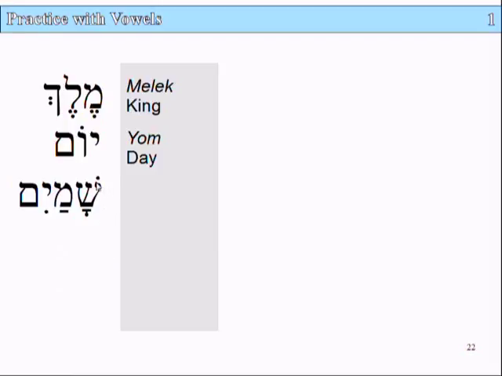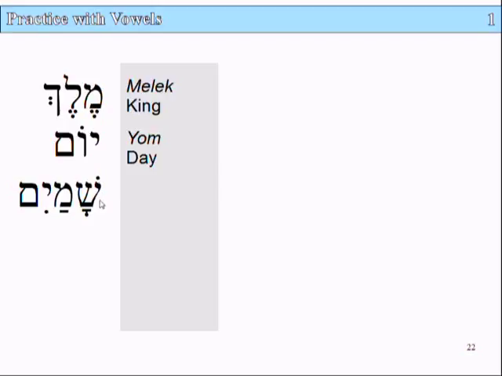Right, here we have the letter Shin. There are two forms of this letter. It can also be called a Sin. It's the same letter, but the dot is over here on the left-hand side, but in this case, it's on the right-hand side. Again, when it's on the right-hand side, it has a sh sound, and when it is on the left-hand side, it has an s sound.